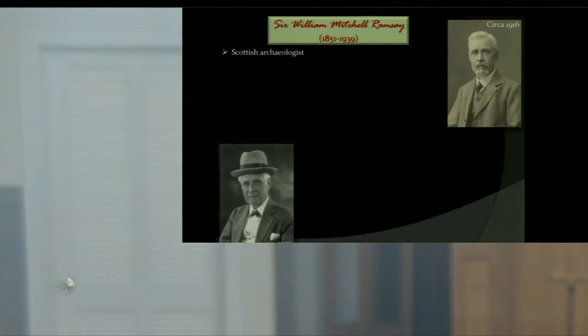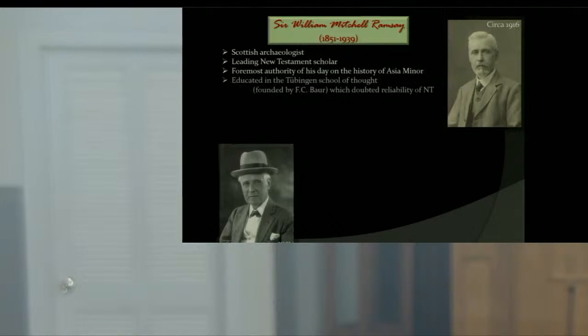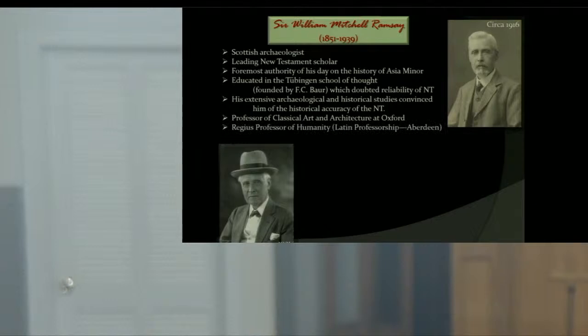Here is Sir William Mitchell Ramsay. There he is in 1916, Scottish archaeologist, very prominent New Testament scholar, foremost authority of his day on the history of Asia Minor. Asia Minor, that's where all those cities of the book of Revelation are located. Extensive archaeological and historical studies convinced him. He was knighted by the Queen in 1906.